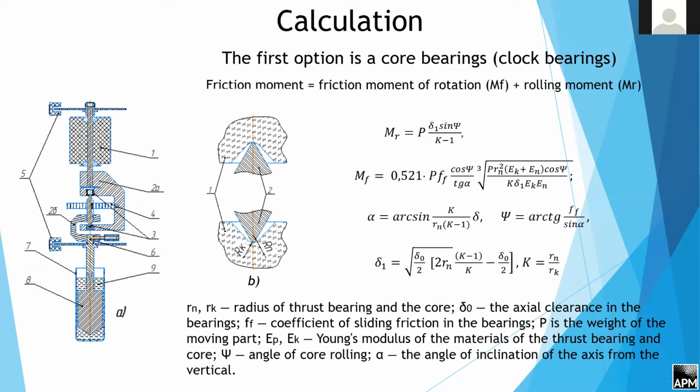The friction moment for this case depends on the radius of the core and the thrust bearing, as well as the Young's modulus of those components of the friction pair. To achieve maximum results, the core was made of high hardness bearing steel, and the thrust bearing was made of synthetic technical corundum.